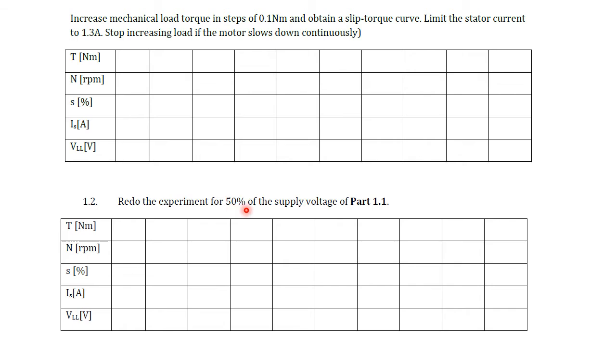Then again, you should increase the torque, but not with this increment, because you cannot go too far, so you need more points. So for this table, it's better to increase the torque with 0.05, so half of this. The steps should be half. It's better to be half of this to have more points, because in this one you reach the maximum current sooner.